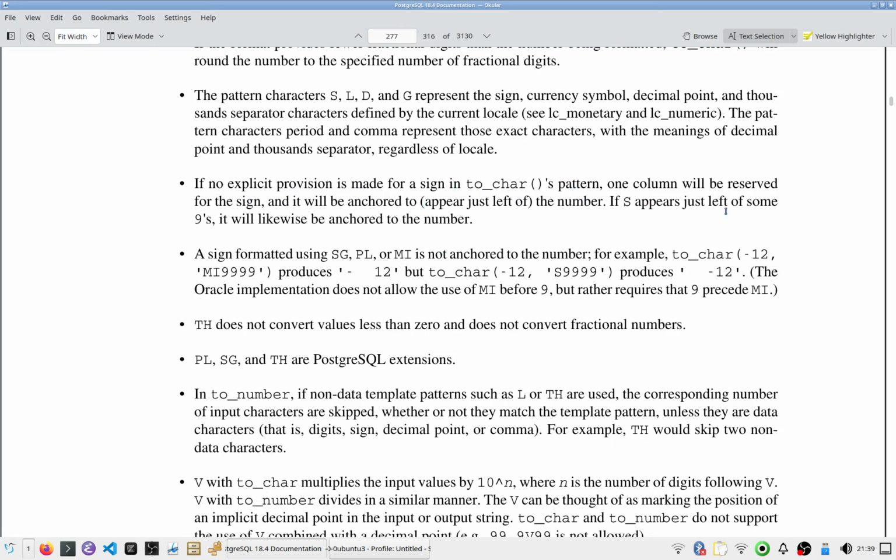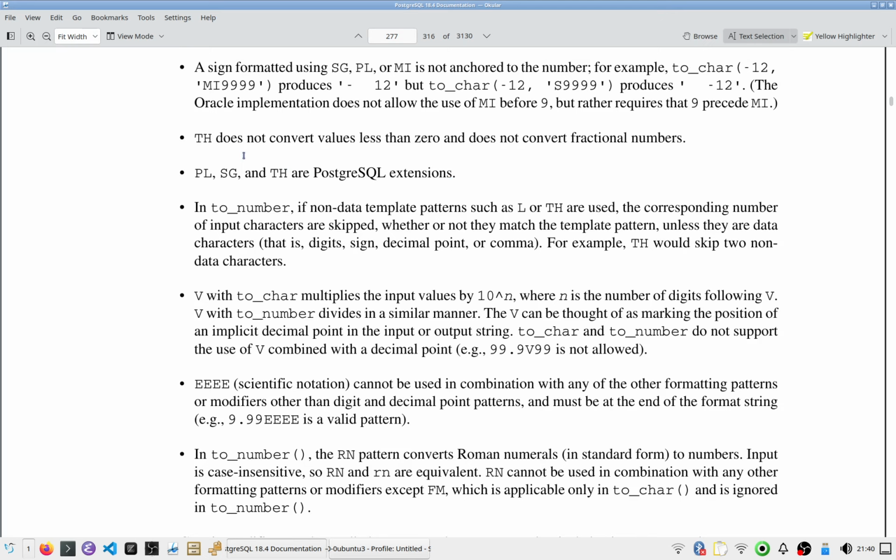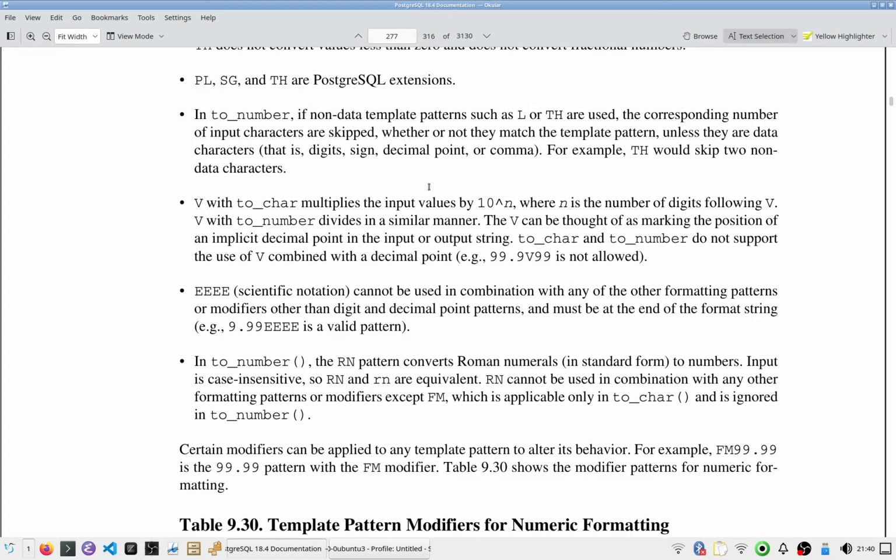If S appears just left of some nines, it will likewise be anchored to the number. A sign formatted using SG, PL, or MI is not anchored to the number. For example, to_char(-12, 'MI9999') produces '-  12', but to_char(-12, 'S9999') produces '  -12'. We don't care about the Oracle implementation. TH does not convert values less than 0 and does not convert fractional numbers. PL, SG, and TH are PostgreSQL extensions.